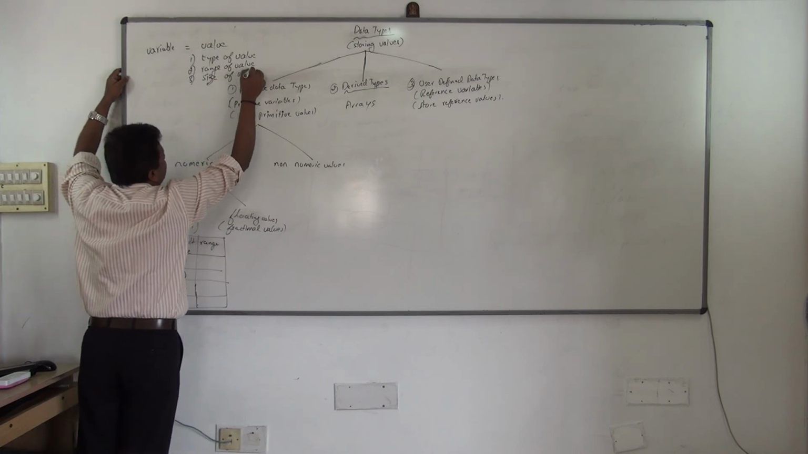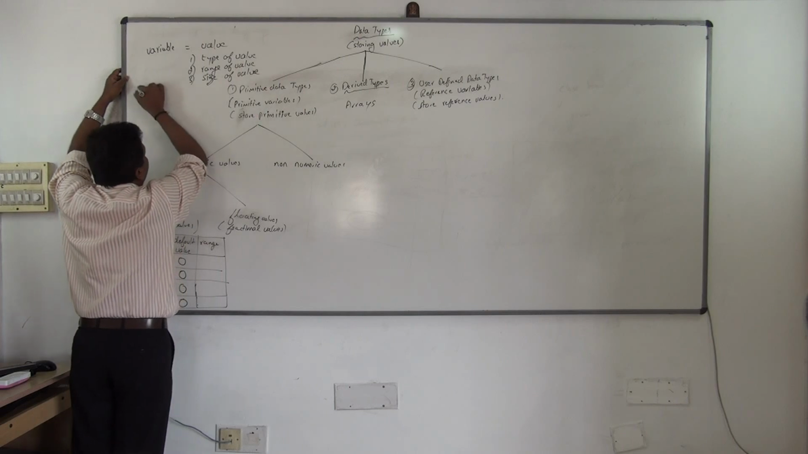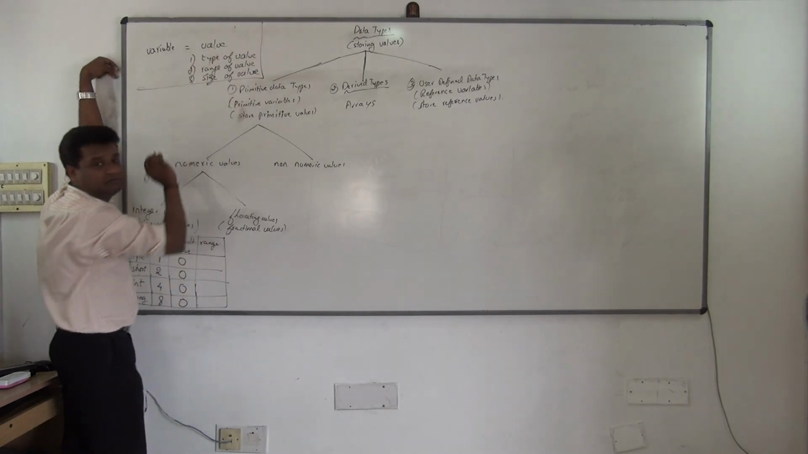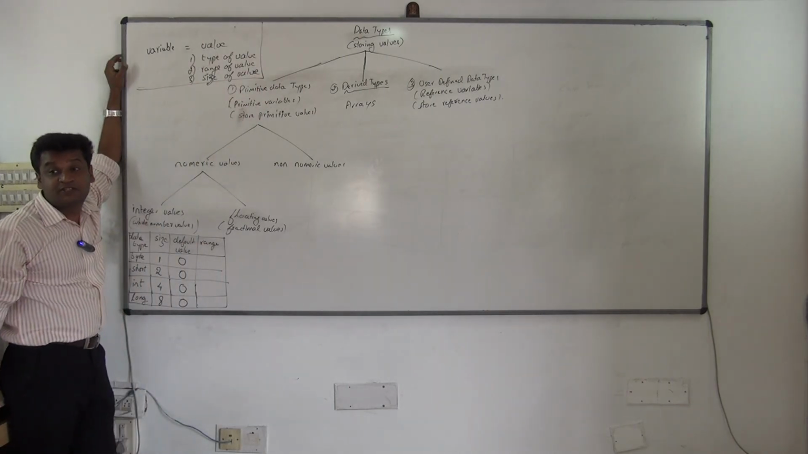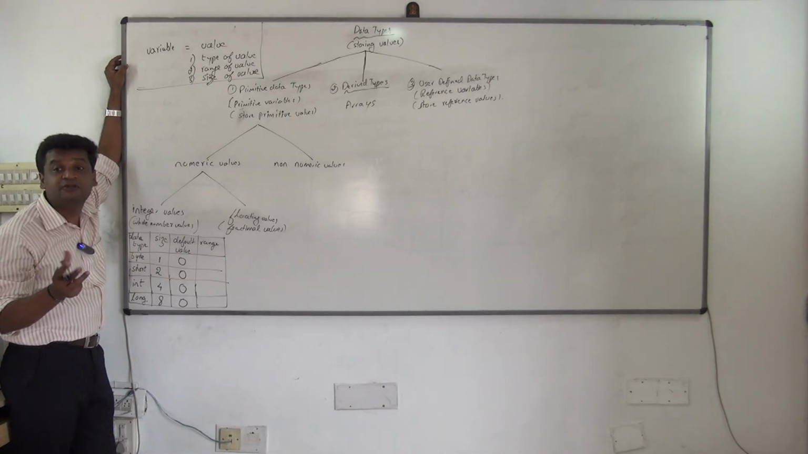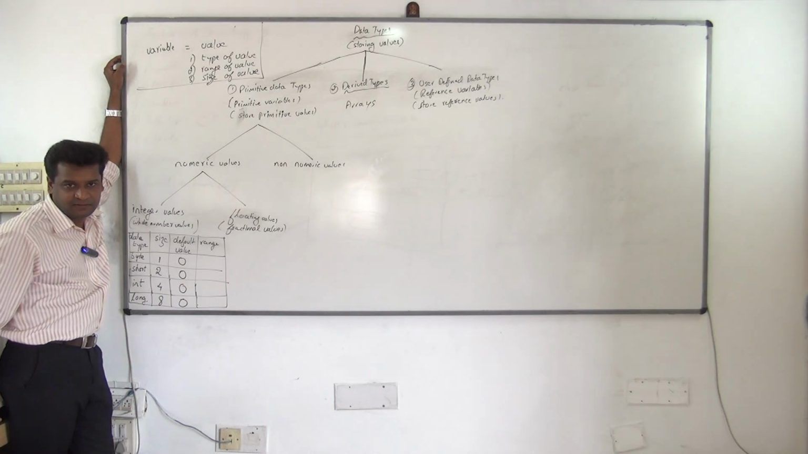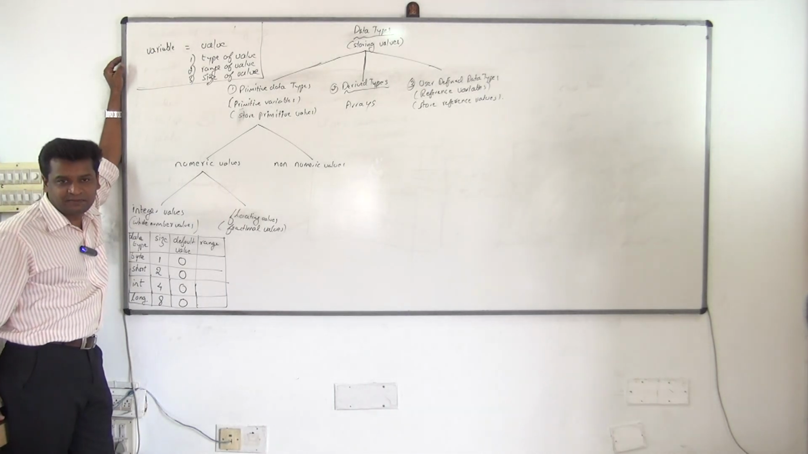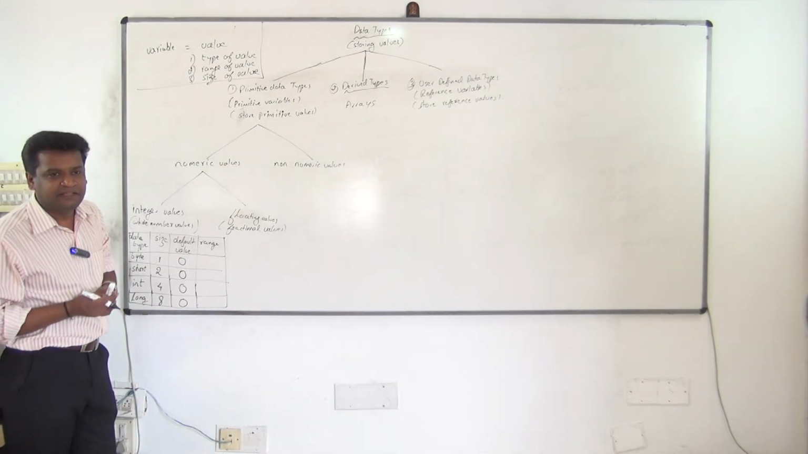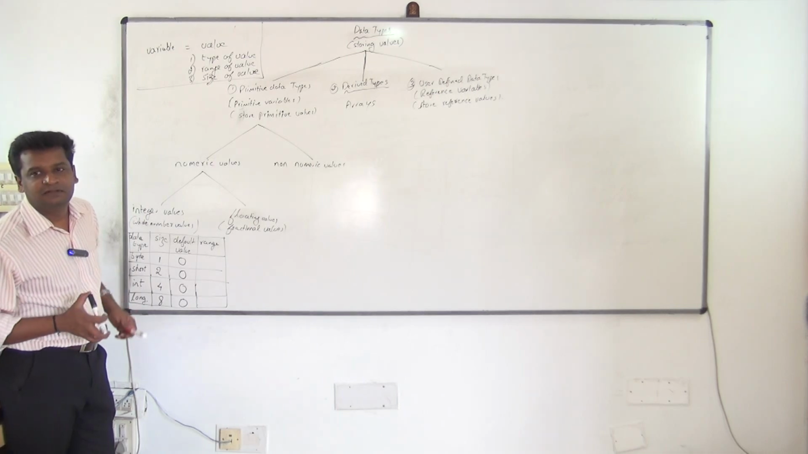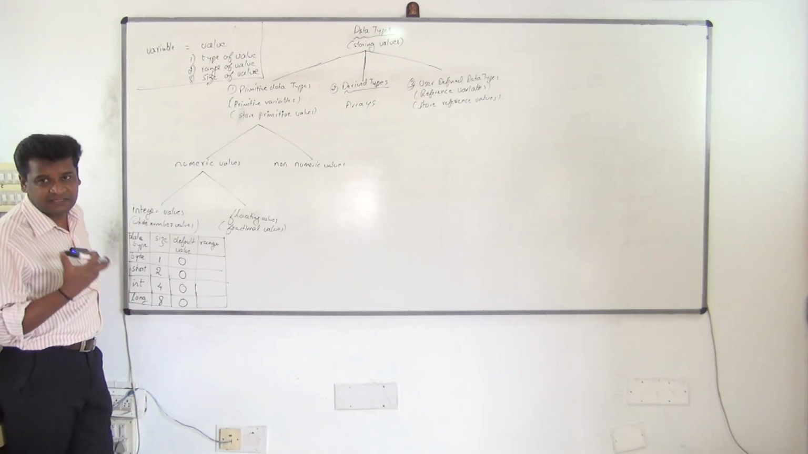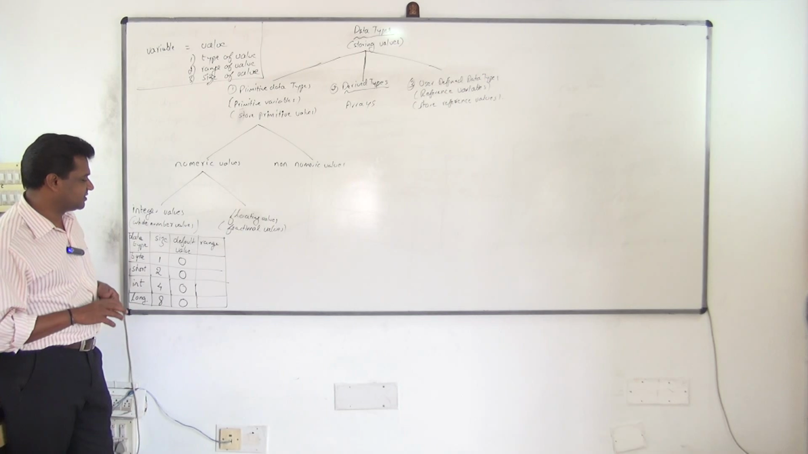If these three things are correct, then only the value can be stored into a variable. Remember this. First is type of value. Means if you are having an integer value, you should use which data type? These 4 data types only, any of the 4. Then it will depend on range. Then will come size. We'll discuss all that one by one.